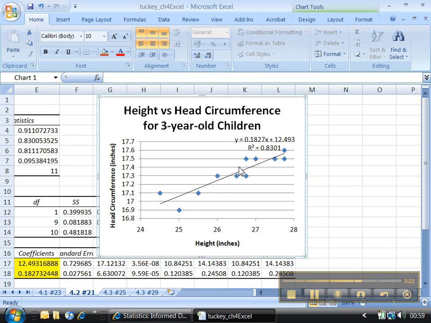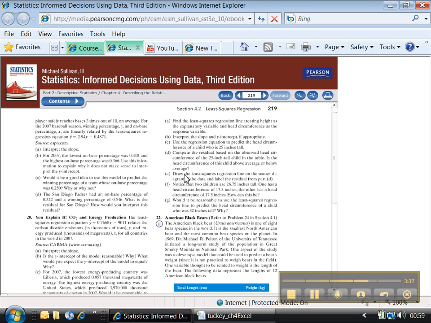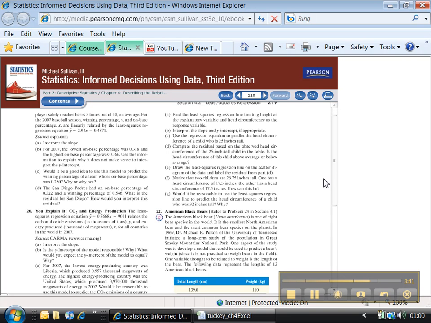There you go. There's the line of best fit, and look at that kid at 25. He's below the line. That's why he's got a negative residual. He's well below. Up here is what we predict on the line, and down here is what we observe, what he actually was. Alrighty. Part E is done. We drew that. All right.